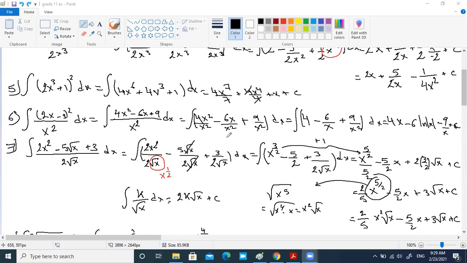Before we start, in part 6 we have a mistake here, a calculation mistake you didn't notice. (2x minus 3) squared, if you expand it, minus 2ab, 2 times 2x times 3, you get here 12x. Please correct it. This should be 12.